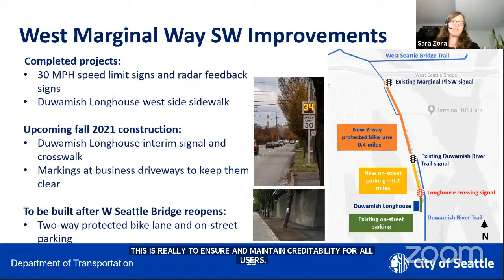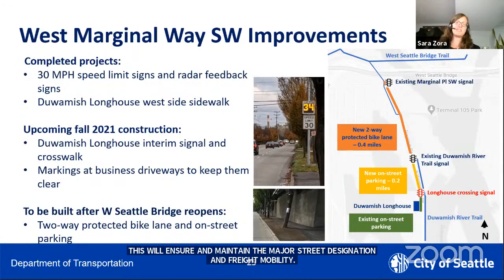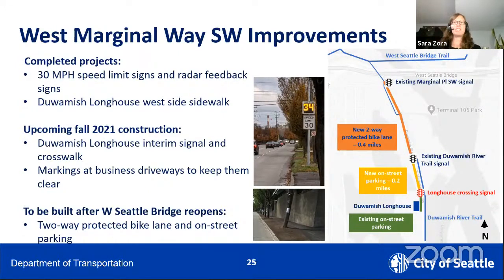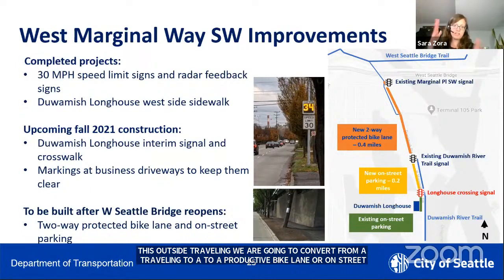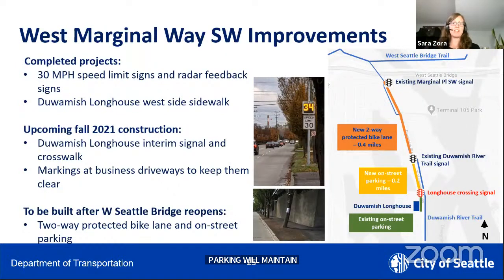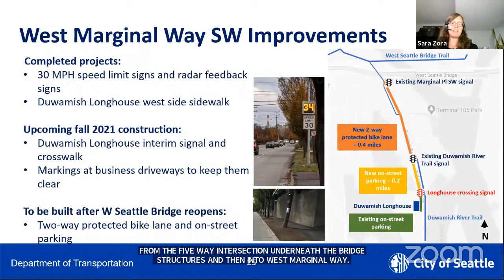This outside travel lane that we're going to convert from a travel lane to a two-way protected bike lane or on-street parking will just maintain that single southbound lane from the Chelan five-way intersection underneath the bridge structures and then into West Marginal Way. We're going to maintain that single lane cross-section for people driving vehicles until after the Duwamish Longhouse, where it will open up again to a two-lane cross-section on West Marginal Way.